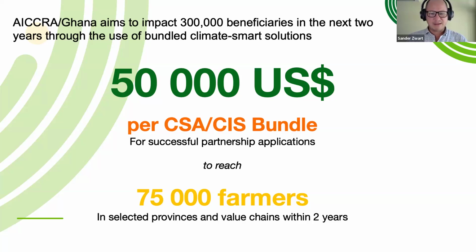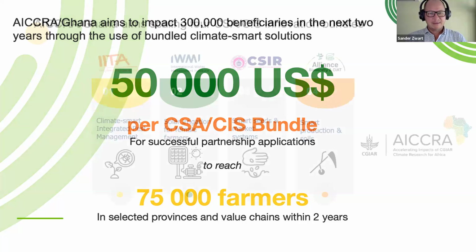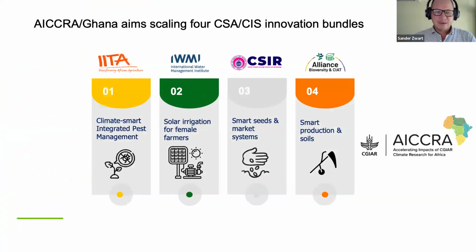Maybe you can go to the next slide. So these are the four bundles that we are proposing. On top, you see the logos of the institutes that lead each bundle, and that will provide the technical assistance during the implementation of this program. So you see IITA, the Institute of Tropical Agriculture, who is leading this program in Ghana. They've proposed a bundle on climate smart integrated pest management.